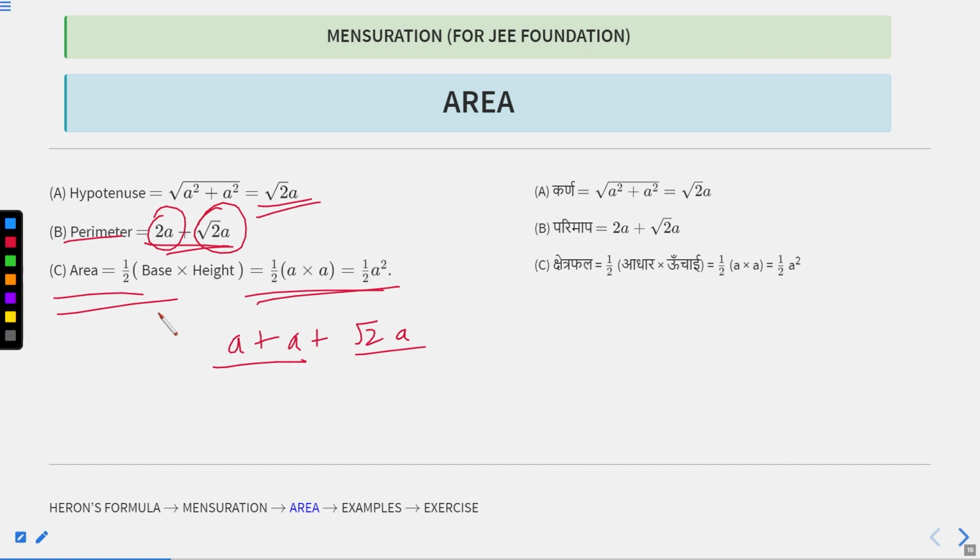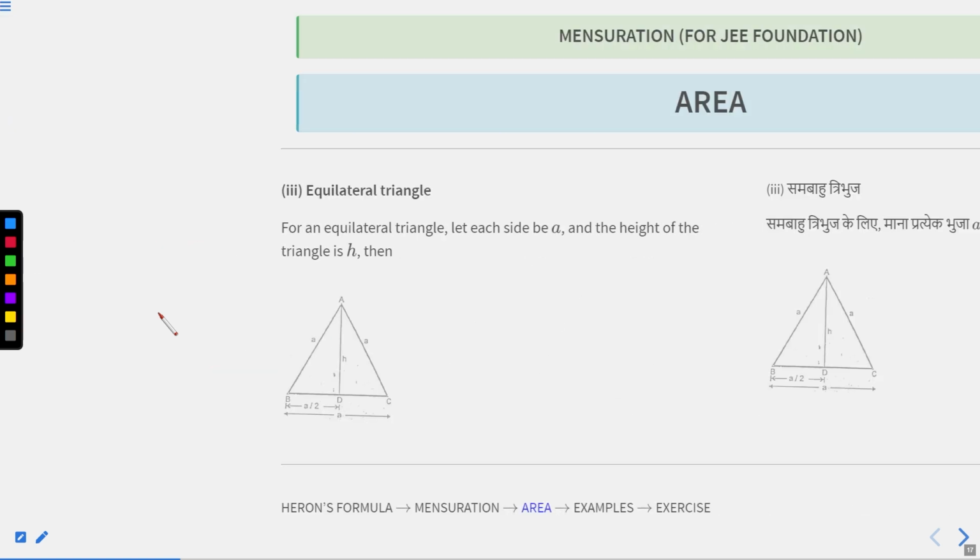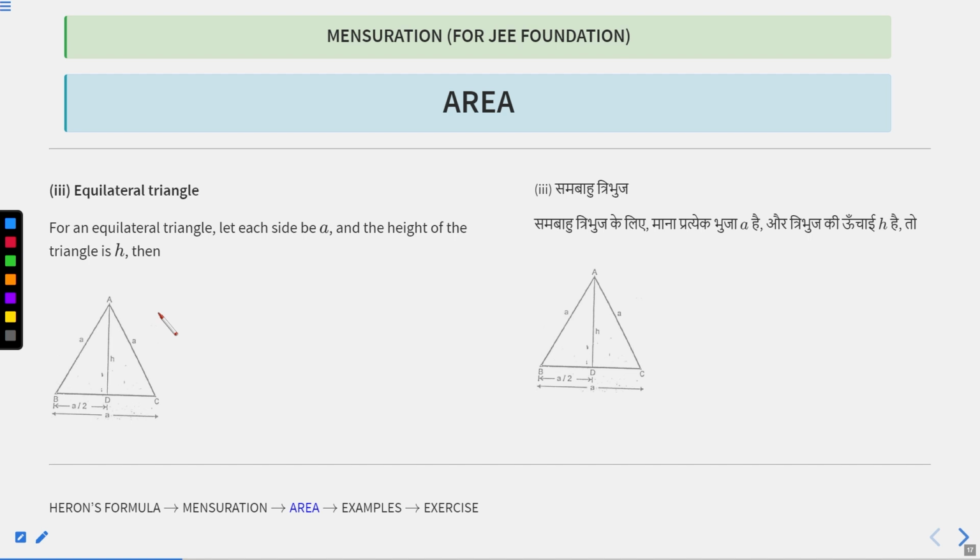Okay, let's jump to the next, the equilateral triangle. So what do we mean by equilateral triangles? Triangles in which all the sides are equal to each other, so a. I hope the equilateral triangles you already know. Such a type of triangle we call an equilateral triangle.